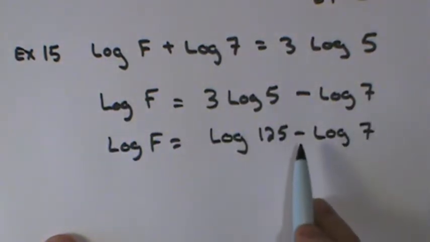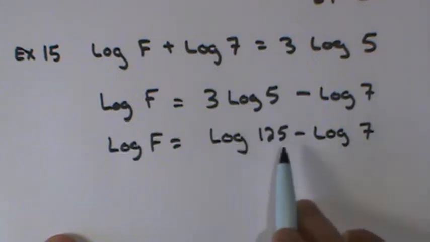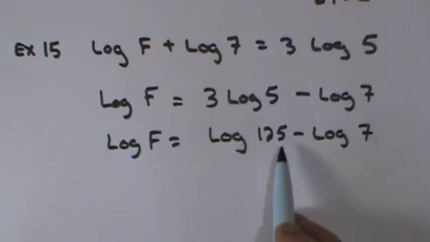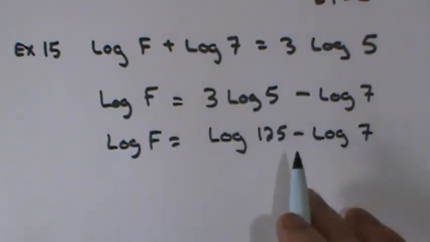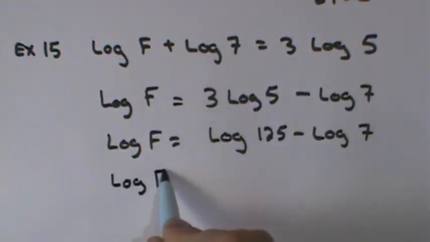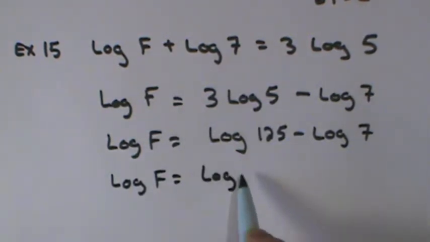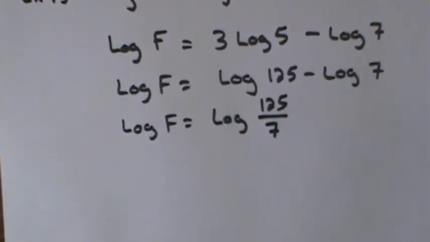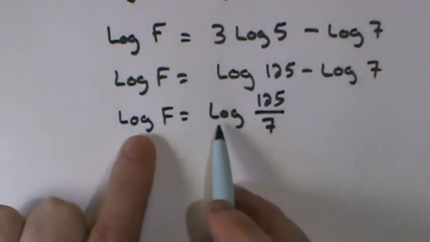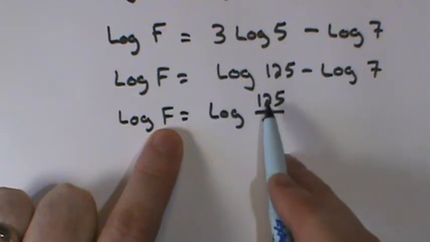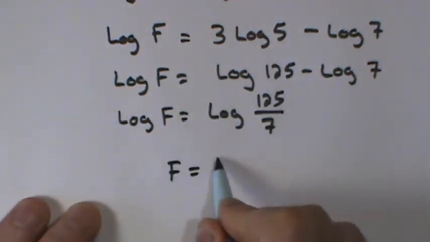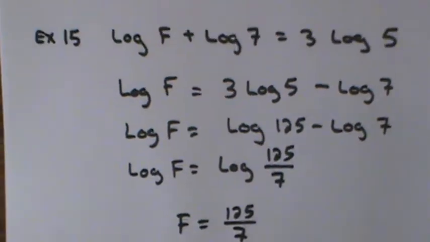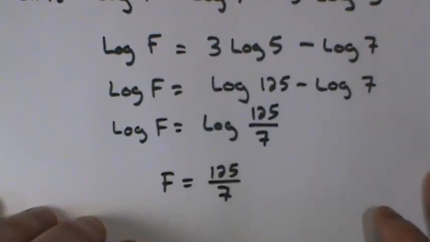And if you remember, when you are subtracting logs with the same bases, this is considered base 10, you are allowed to condense those expressions, and subtraction is implying division. So I could say this is log of f is equal to log of 125 divided by 7. Which means, if these are the same logs, same bases, f would have to equal 125 over 7. And I did that without a calculator. That was all just knowing the properties and identities of logarithms.